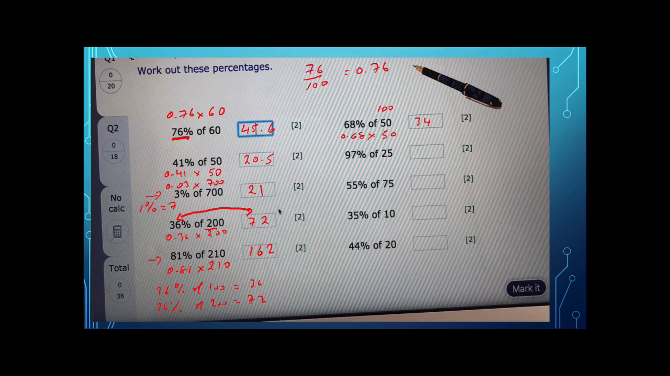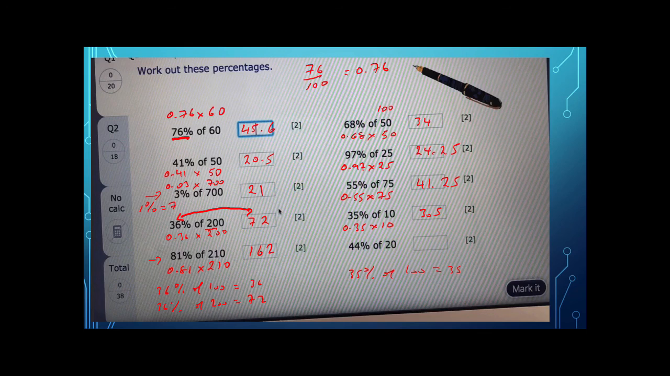Okay, 97% of 25 is 0.97 times 25, and that gives us 24.25. 55% of 75, again 0.55 times 75, and that gives us 41.25. This next one, 35% of 10, as a calculation, 0.35 times 10, which would give us 3.5. And again, that's linked because 35% of 100 would be 35, so if 10 is 3.5.